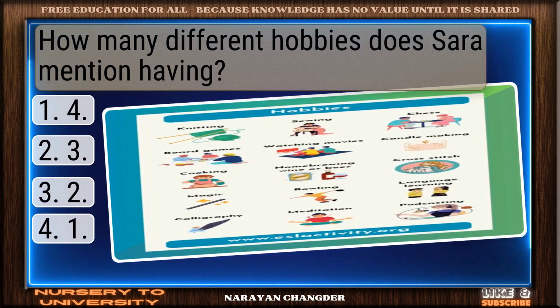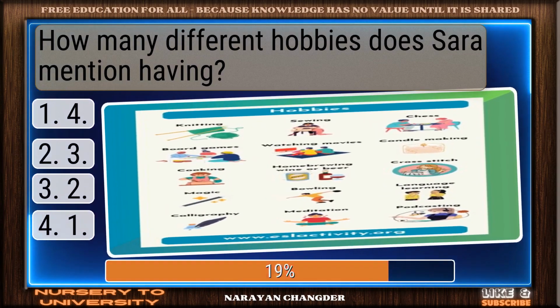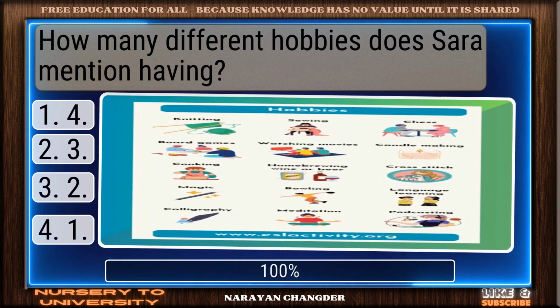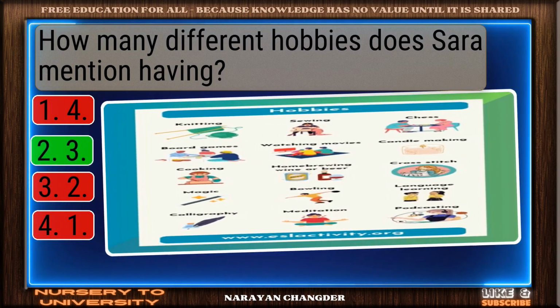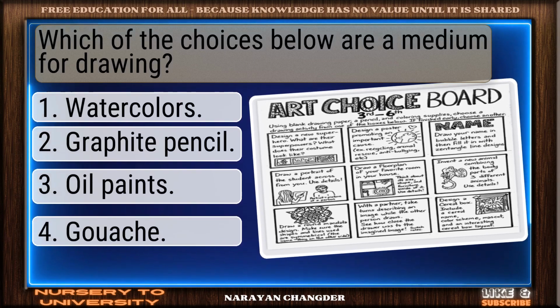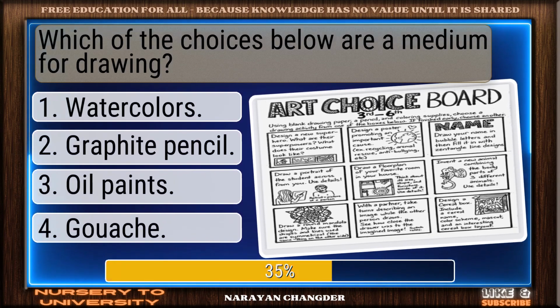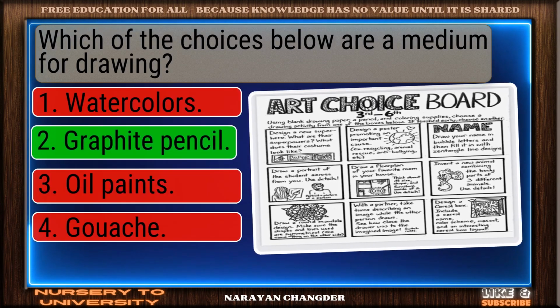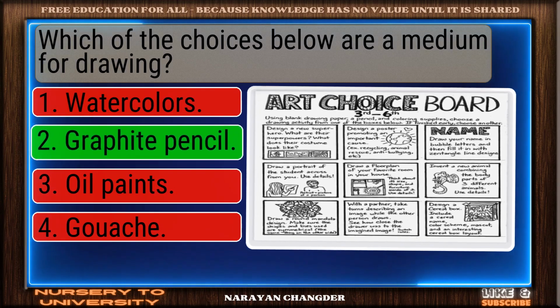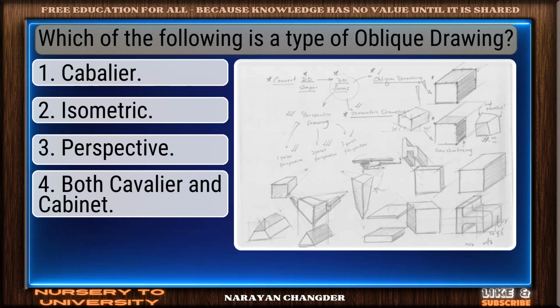How many different hobbies does Sarah mention having? Bravo, 3 is the answer. Which of the choices below are a medium for drawing? Well done. Graphite pencil is the right choice.